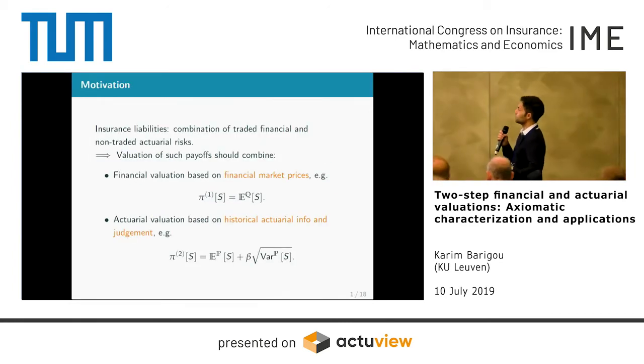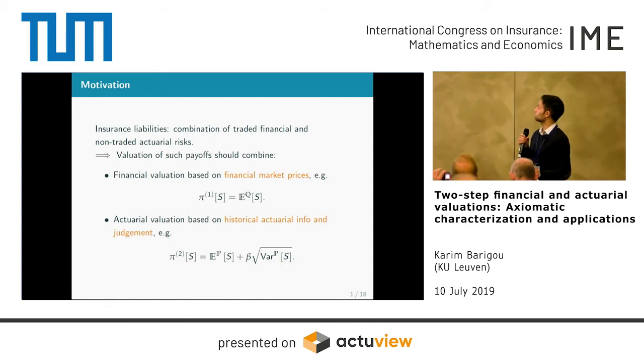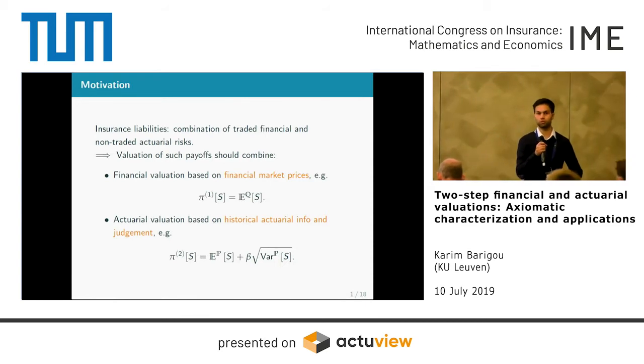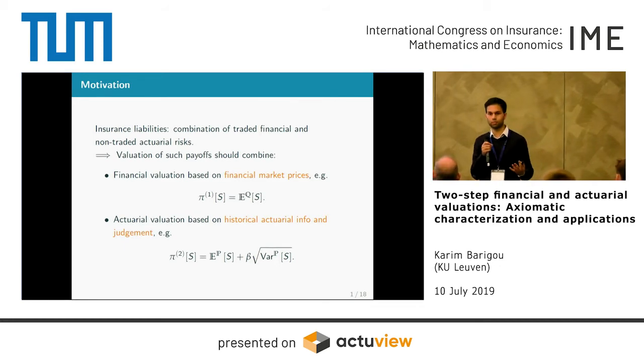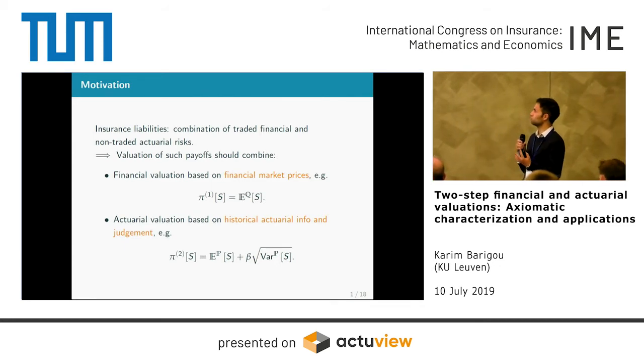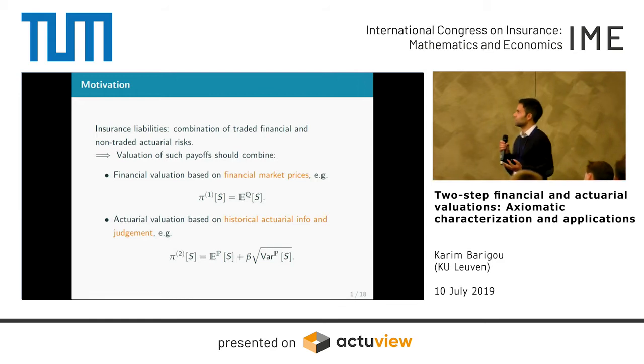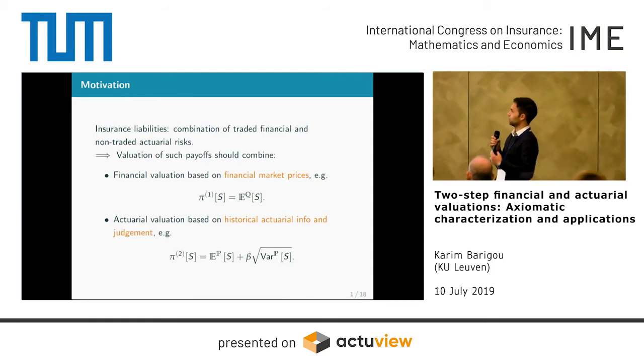Insurance liabilities, as you probably know, are typically a combination of traded financial risk and non-traded actuarial risk. It means that when you perform the valuation of insurance liabilities, you have valuation in incomplete markets. So basically you have to combine two types of valuations, financial valuation and actuarial valuation.